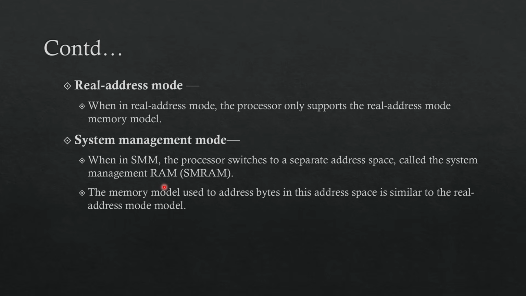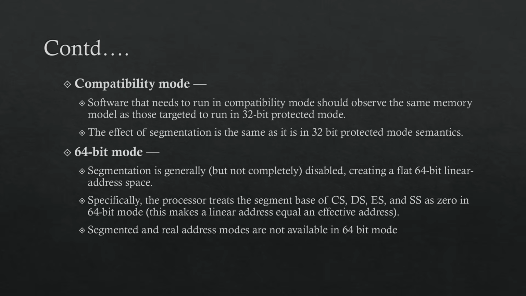Coming to the real address mode, when in real address mode, the processor only supports the real address mode's memory model. When it comes to the system management mode, the processor switches to a separate address space called the system management RAM, and the memory model used to address bytes in this address space is similar to the real address model. When it comes to the compatibility mode, software that needs to run in compatibility mode should observe the same memory model as that targeted to run in 32-bit mode, right? And the semantics are also the same.